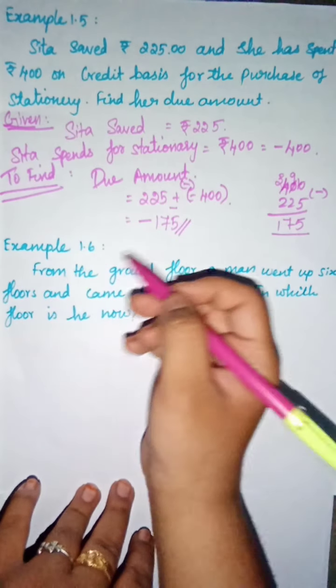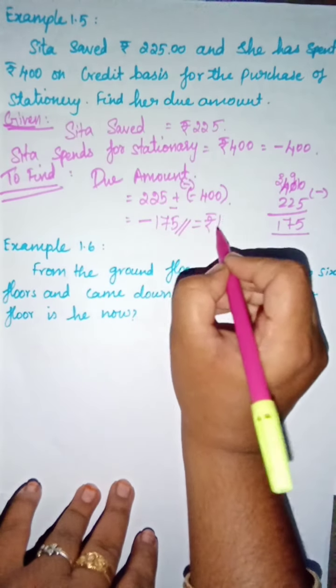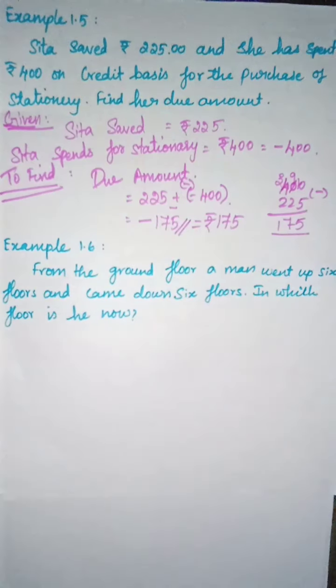Yes, but we should not say minus 175, it is rupees 175, because we still have to pay. If we pay, it will get subtracted from our savings amount, right? It will go from our savings, so our savings will only reduce, not add. So when it reduces, we have to give the negative symbol there. Okay, we have to give the negative symbol. So 175 should be her due amount. Okay, okay, then example 1.6.